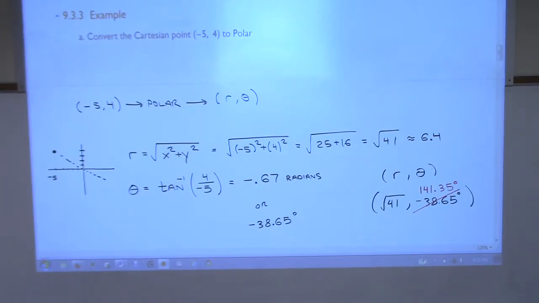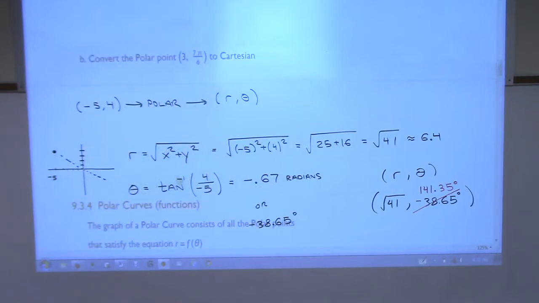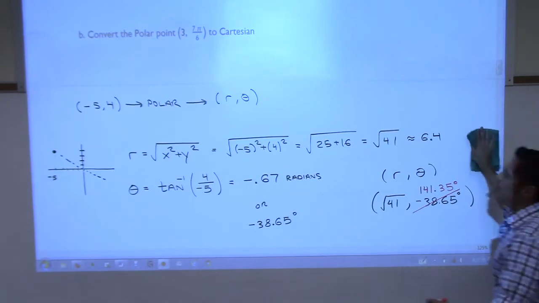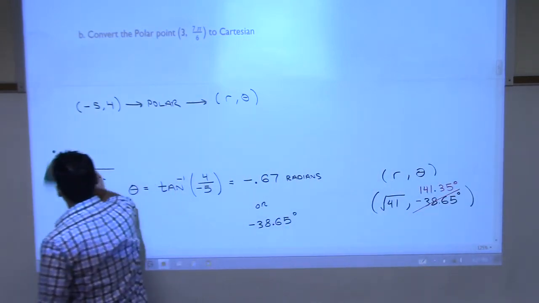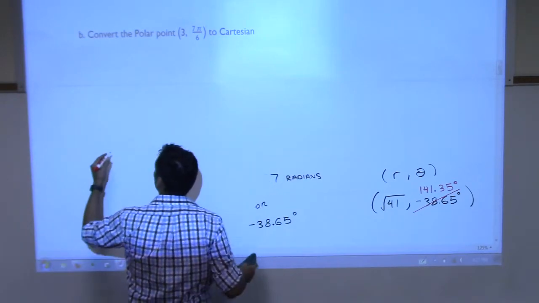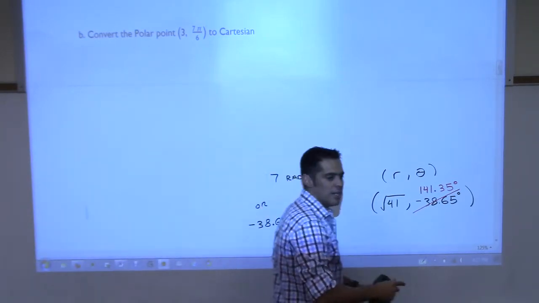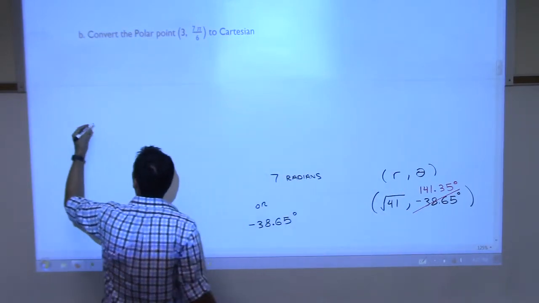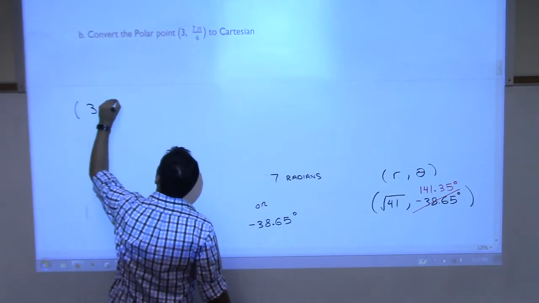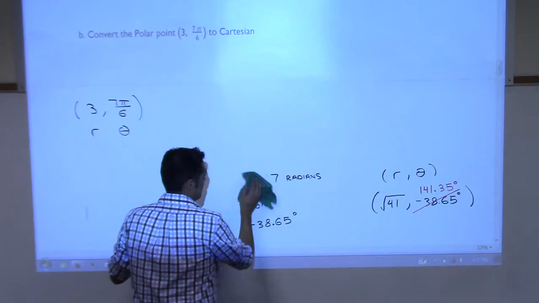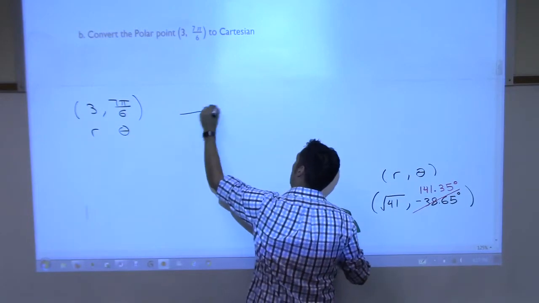All right, what about the other way around? What if I gave you a polar point and asked you for it in Cartesian? This one, the good news, you don't have to worry about that arctangent function coming and biting you, okay? This one you just plug it in, okay? So this is 7 pi over 6. That's r, that's theta, right? And I want to go to xy.